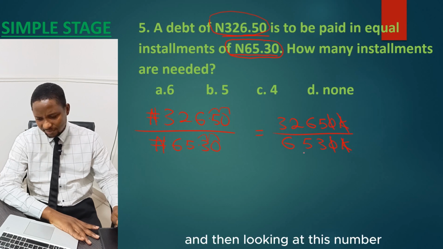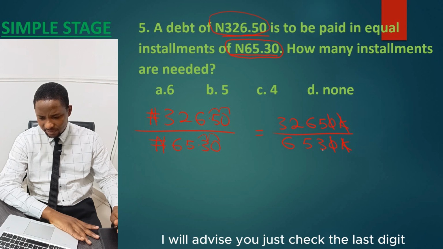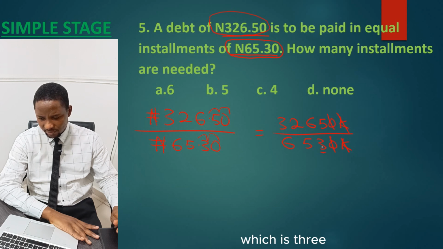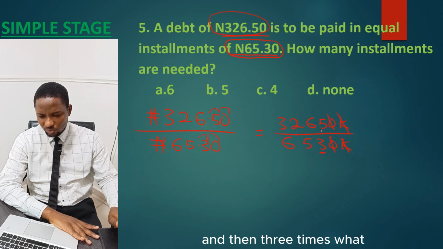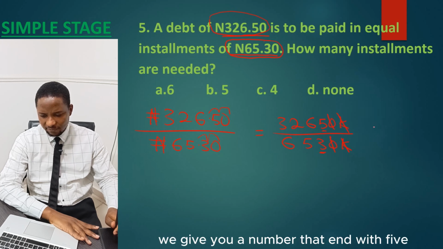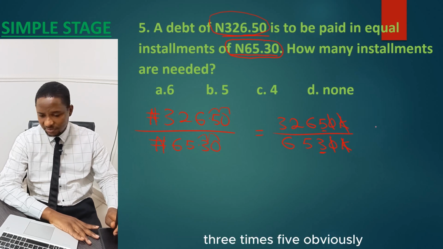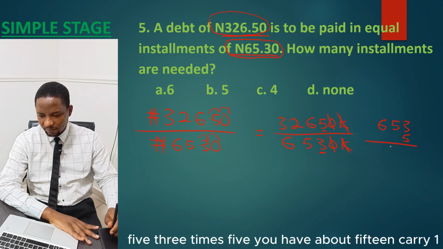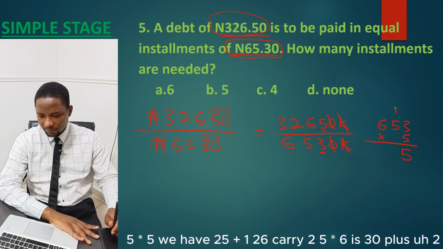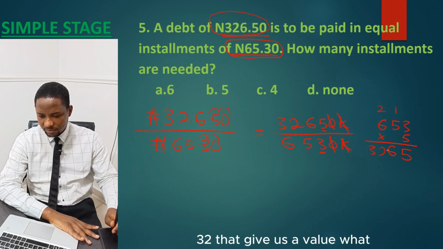And then looking at this number, I will advise you just check the last digit, which is 3, and then 3 times what will give you a number that ends with 5. 3 times 5 obviously, so let's try 5. 653 times 5, you have 15, carry 1. 5 times 5, you have 25 plus 1, 26, carry 2. 5 times 6 is 30 plus 2, 32. And that gave us exactly what we have at the top.